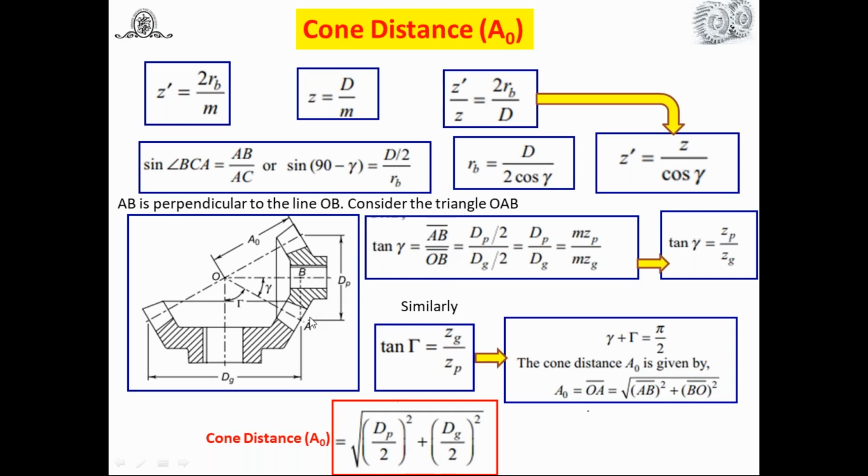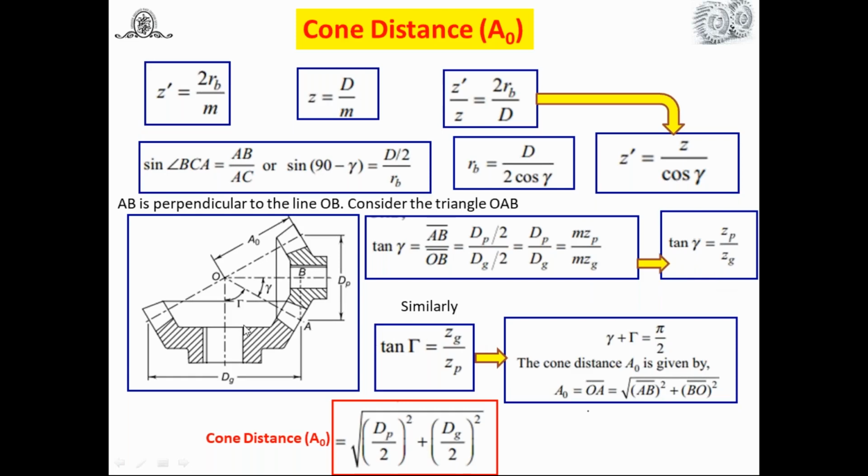So what is AB? AB means dp by 2. And what is this OB? Here you will get dg by 2. This is OB. So I have put here dp by 2 upon dg by 2. So 2 gets cancelled, tan gamma is equal to dp by dg. And again, in terms of module and number of teeth, m zp upon m zg, m gets cancelled. You will get tan gamma is equal to zp by zg.